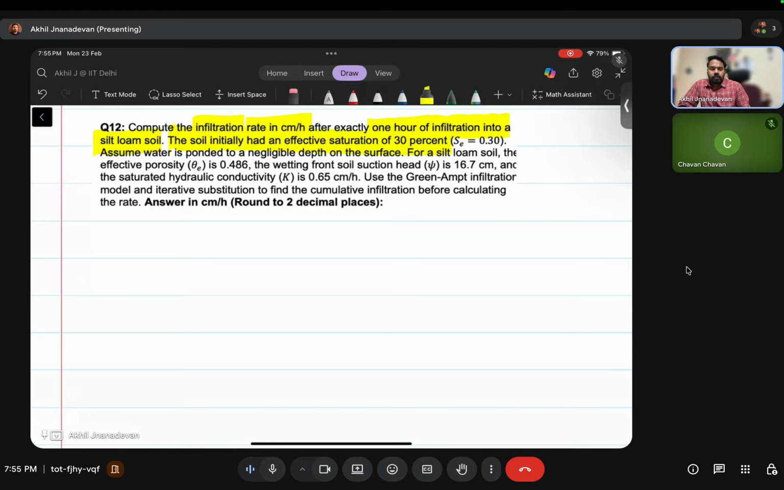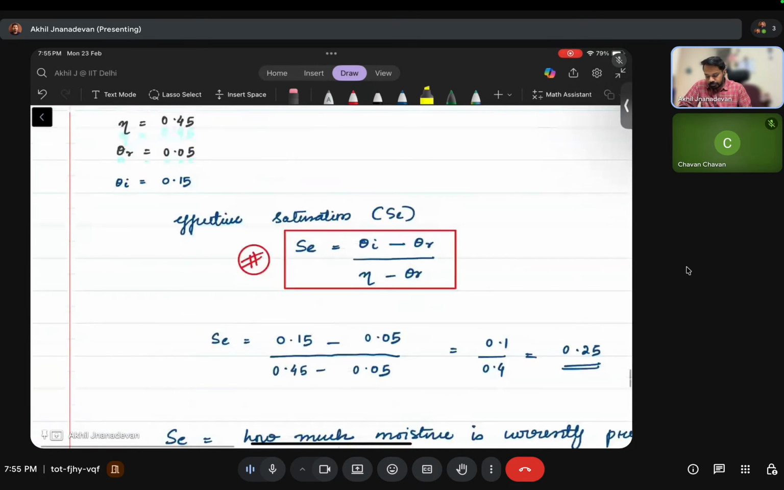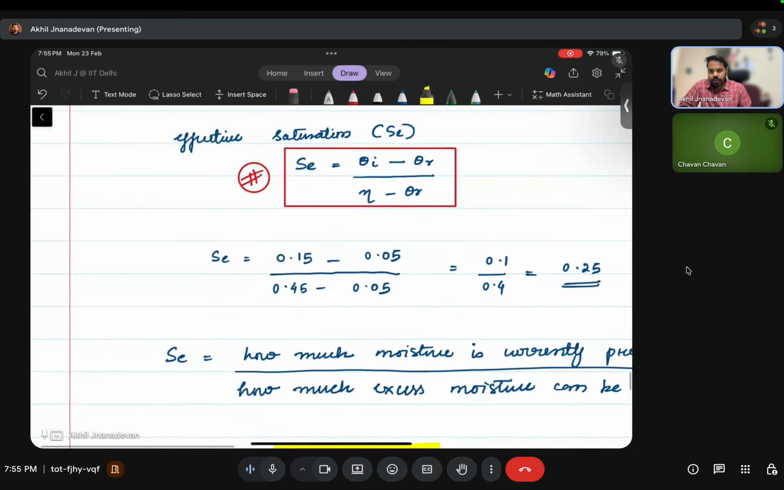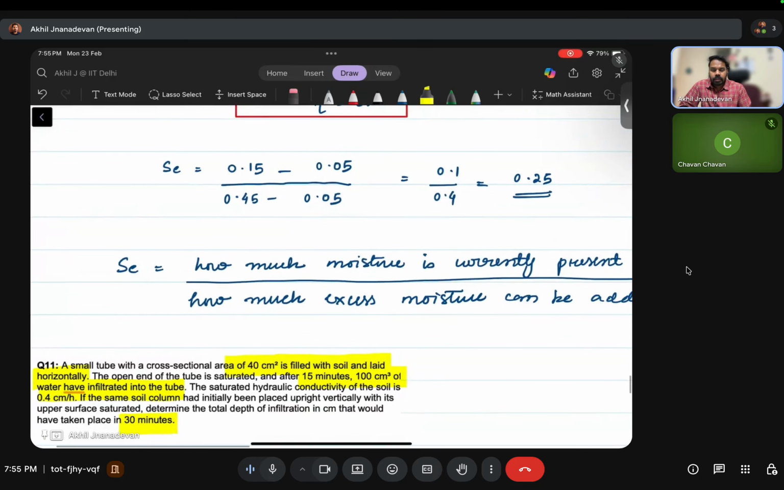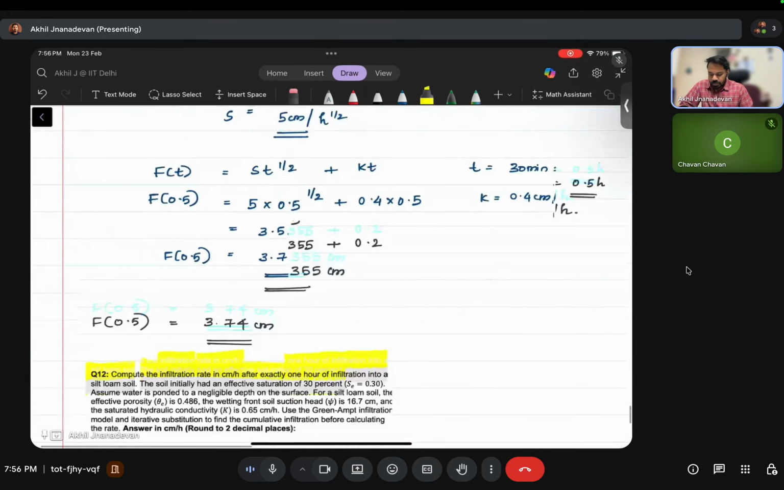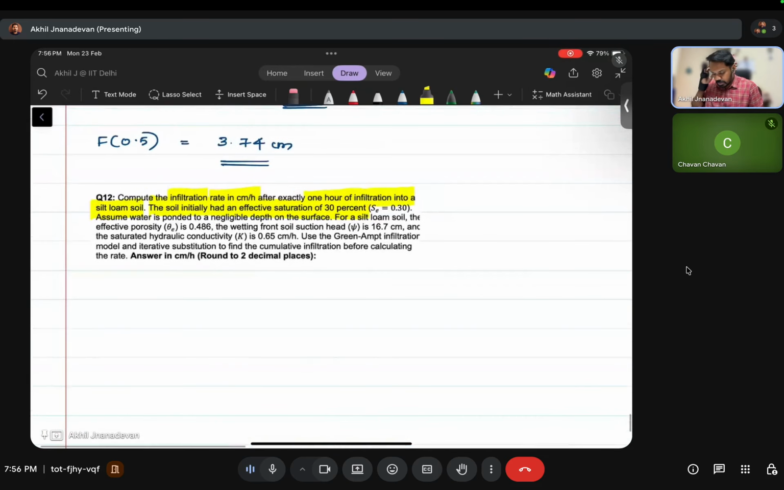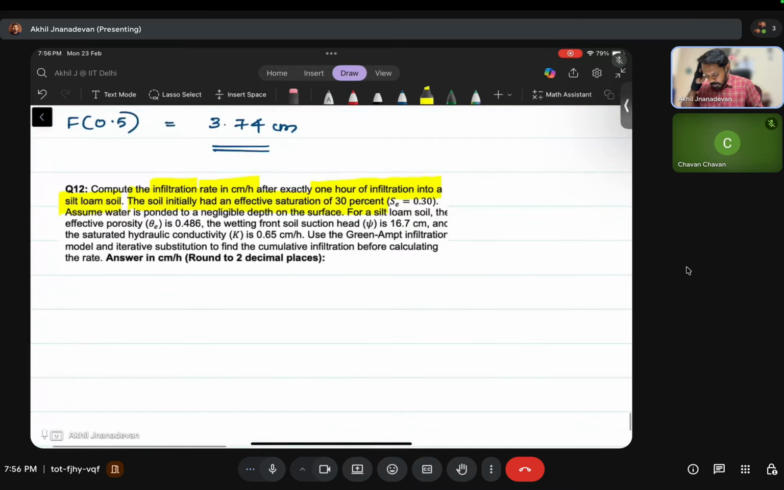The Se we already got. Right, in the previous question, we already calculated Se, right? Se is nothing but the ratio of how much excess moisture is currently present over the residual moisture content, and how much maximum excess moisture can be added to reach porosity. So that ratio is called effective saturation. So that is given in the question, that is given as Se equal to 0.3.